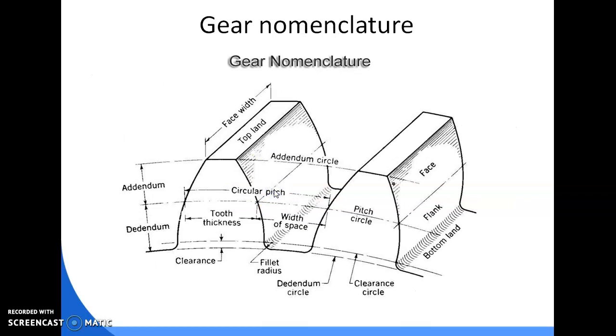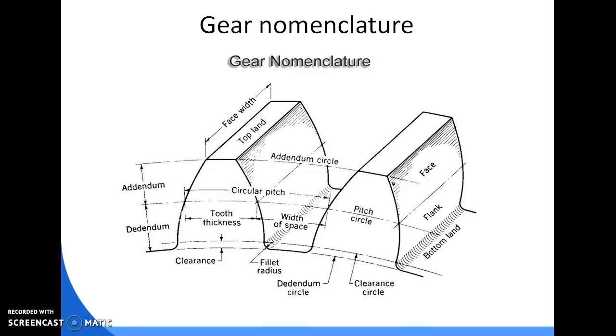The next important part is gear nomenclature, or also we can say gear terminology. Here we will see the parts of the gear. So first one we will discuss about the pitch circle. Here we can see the pitch circle.